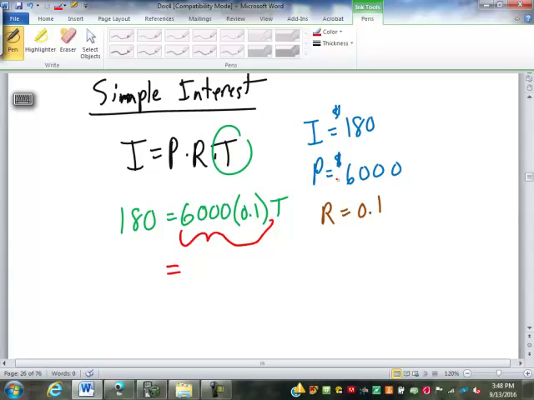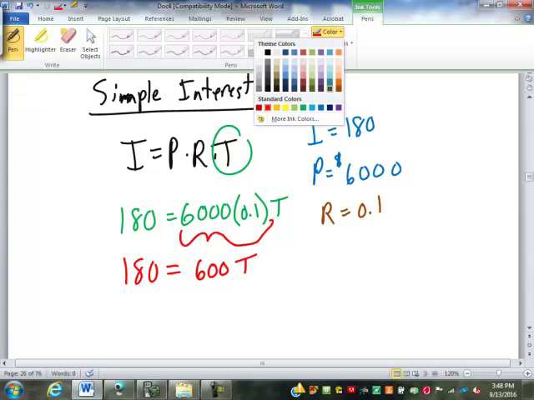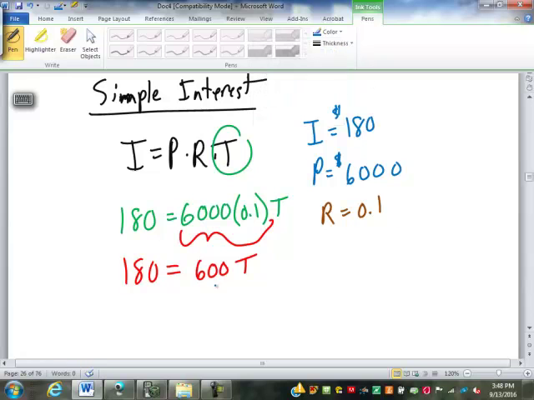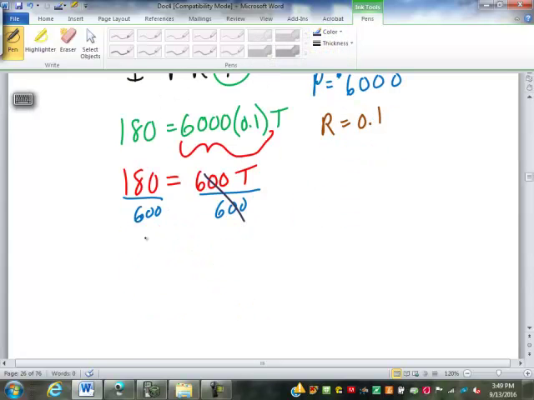Before we can start solving an equation, we have to combine anything that we can combine. On the left side, there's nothing. On the right side, 6,000 times 0.1 is 600 t. So now we solve that by dividing by the 600. 600 divides out, you've got 180 over 600, and we're going to leave it just like that for now. As a fraction, that's our time.